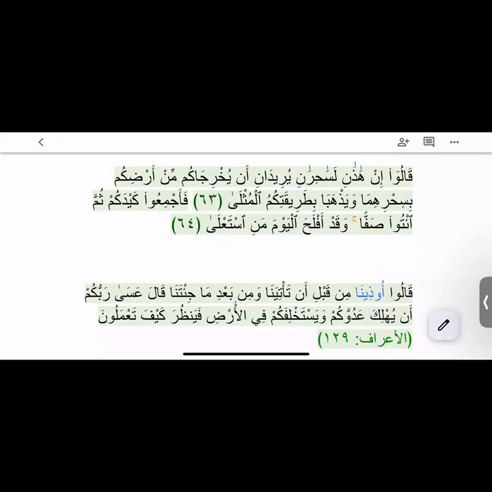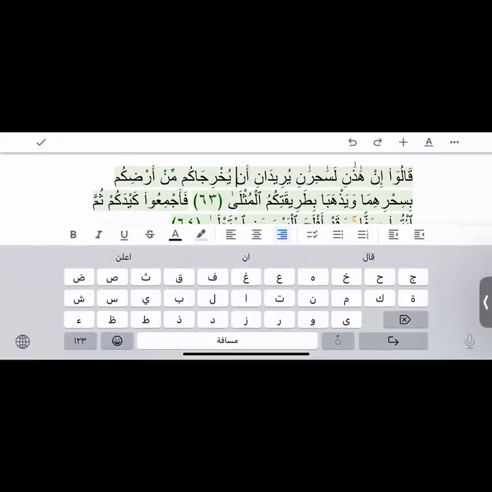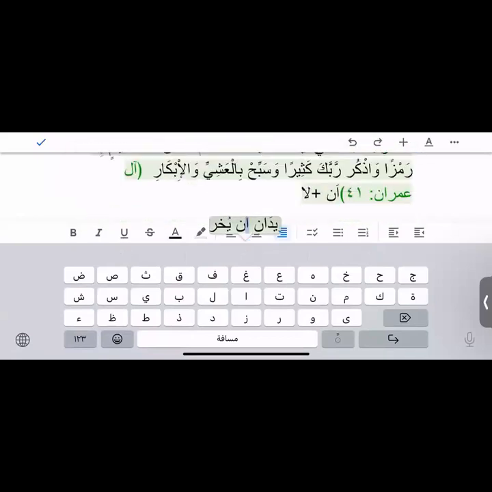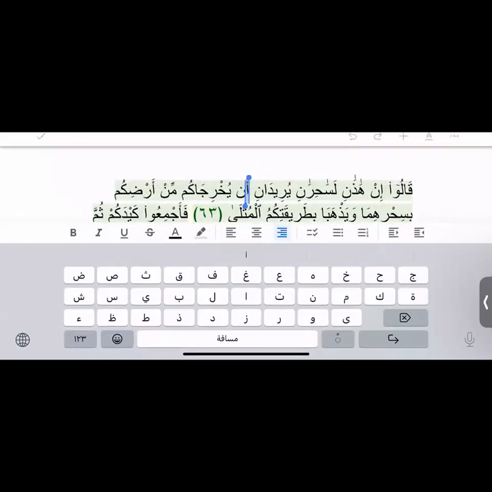Bisihrihima. So what is bisihrihima? Again, jar wal majroor, an idafa. Sihrihima is an idafa, and you can call it mutaliq bil fi'l, right? So far, is it making any sense or no? It is. So what is going to be the status of this al-masdar al-mu'awwal? Here.